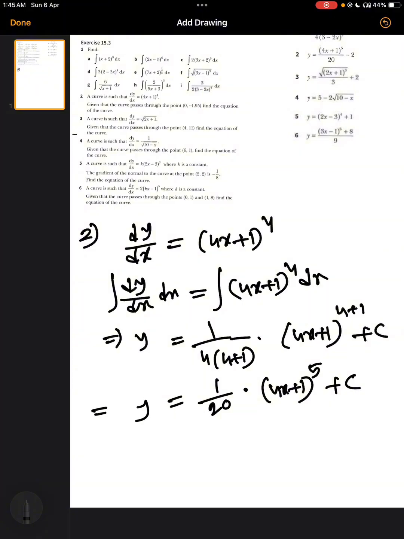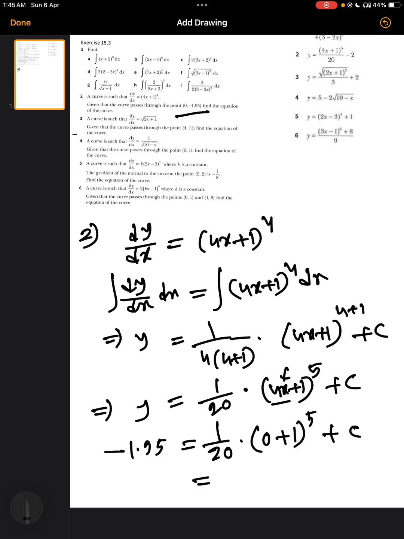Okay, now we have to figure out the value of c. So we can input that the graph passes through the point 0, minus 1.95, right? So our x value would be 0 and y would be minus 1.95. If I input 0 here, 4x would be 0, right? So 1 over 20 times (0 plus 1) to the power 5 plus c. So it would become 1 over 20 plus c here, equal to minus 1.95.